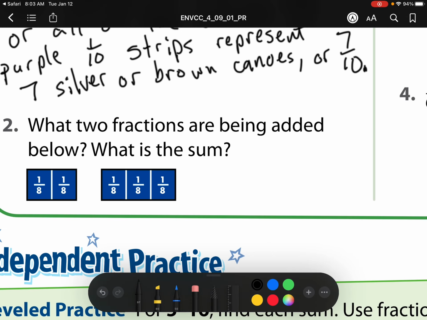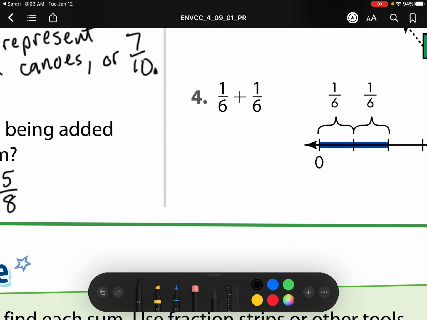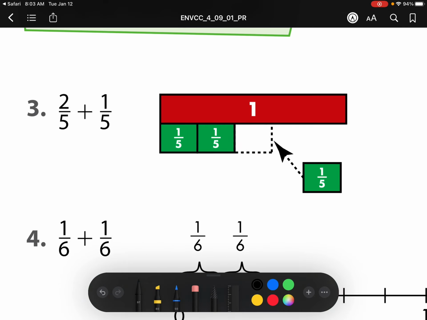So now we have number 2. Which two fractions are being added below? What is the sum? Well, here we have 2/8, and sum means adding, so we're adding 3/8 because we have 3 of them. So our final answer is 5/8 for the sum. Now, for number 3, we have 2/5 plus 1/5. Well, I see that's 1, 2, 3/5. So our answer is 3/5.